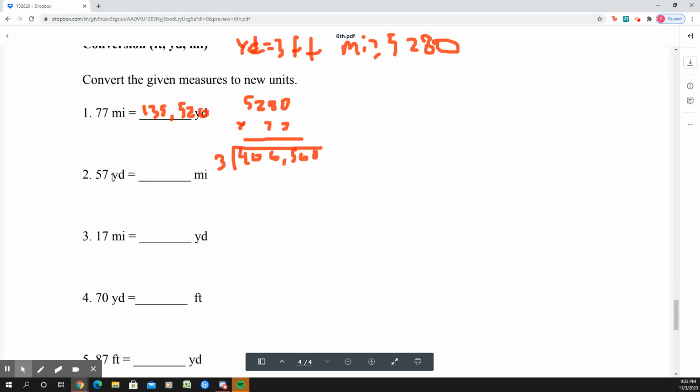This second one's pretty tricky because it's asking for 57 yards. So the first thing you do is 57 times 3 is 171. Now we know that 57 yards is 171 feet, but 1 mile is 5,280 feet, okay? And so we're not doing fractions right now, so it's just 0 miles. It would be 0 miles and 57 yards. That would be what our answer is, 0 miles and 57 yards.